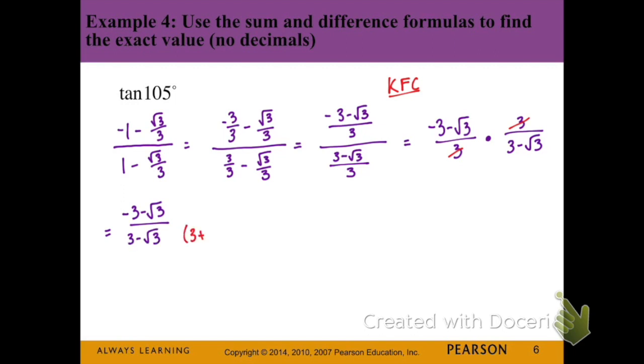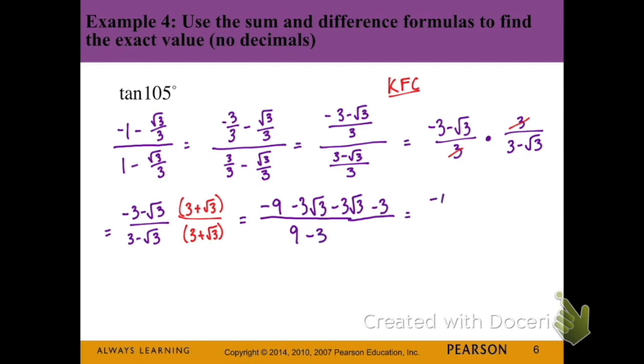And now I'm going to rationalize. I'm going to multiply the top and the bottom by the conjugate of the denominator so that I no longer have a square root in my denominator. So I'm foiling on the top and foiling on the bottom. And then I have a common factor of 6 that I can cancel out of all of those terms.